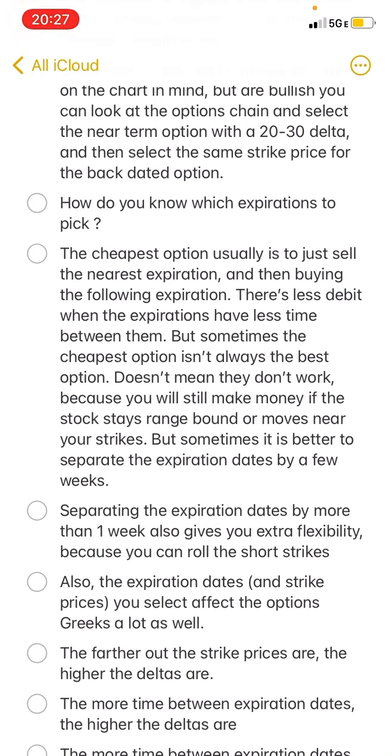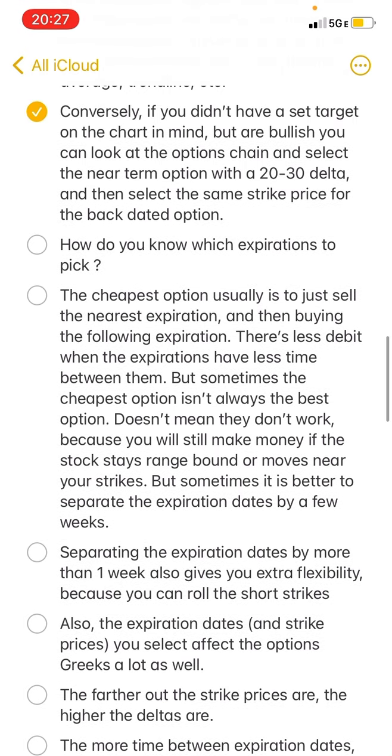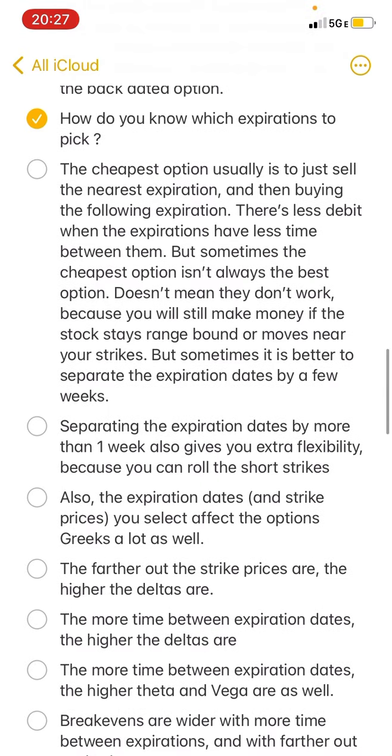You pull up the options chain and you look at next week's short call, and the 25 delta is the 840 strike. You select that one, you sell that call, and then you go to the next week or the week after that and you buy that one for the same strike price. Now, how do you know which expirations to pick? So the cheapest option usually is to just sell the nearest expiration and then buy the following expiration.